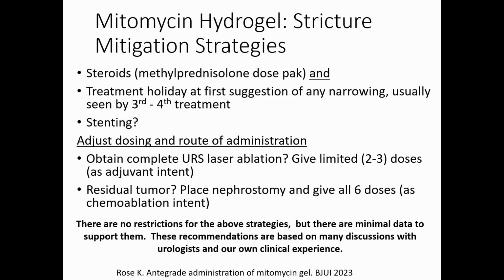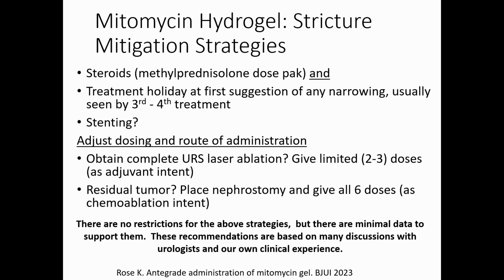Some people feel strongly about stenting every patient, or stenting if there's a hint of narrowing, and again, there's some variability there. The other thing that I started thinking about is maybe we should think about giving limited doses. So in a case like the case we just presented, if you've gotten rid of all the disease, you're not trying to chemoablate additional tissue, but maybe get rid of any residual microscopic disease or prevent implantation to reduce recurrences, then maybe we can just give limited doses and reduce the risk of stricture formation.